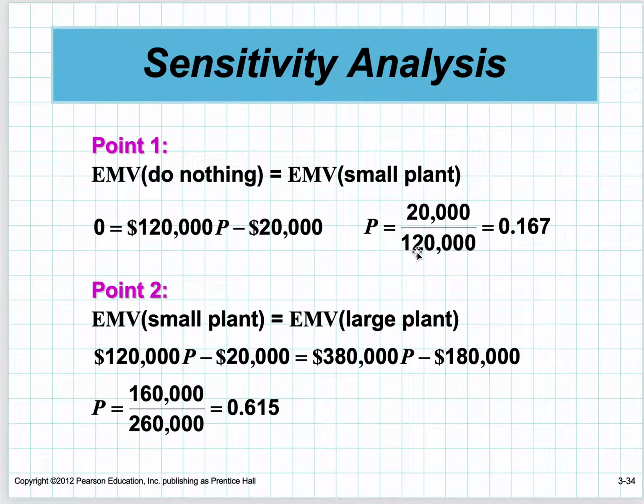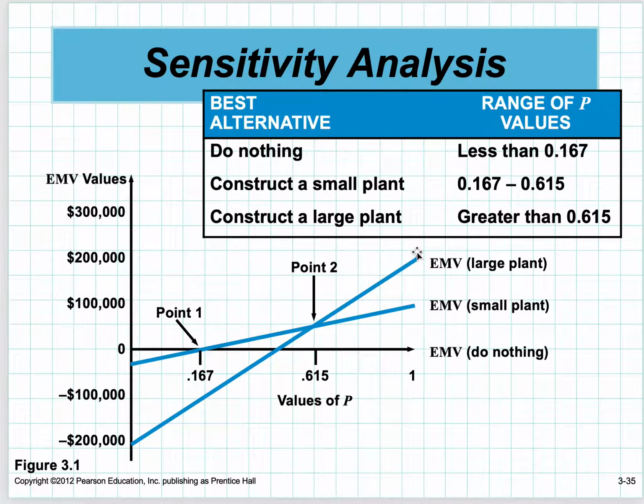Okay, so sensitivity analysis, do nothing, and EMV of small plant. So that's point 1, point 2. That's what sensitivity analysis is. I'm not going to make you do it, but I think you should at least look at this kind of thing to make the determination. Again, if it's less than 16.7%, do nothing. If it's between 16.7 and 61.5, construct small. If the probability of a favorable market is greater than 61.5%, construct a large plant.